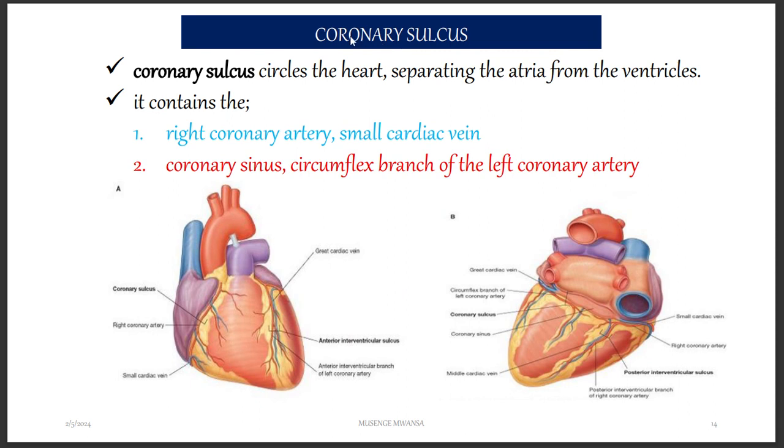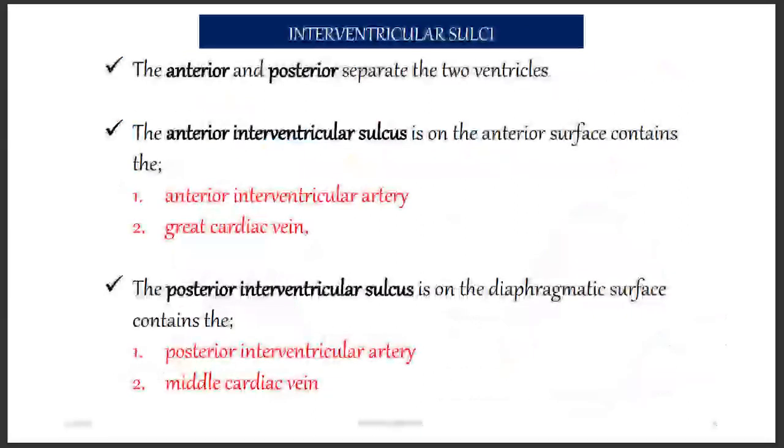We have the coronary sulcus. Remember, a sulcus is just a depression, a groove. So this one is going to separate the atrium from the ventricles. That's the coronary sulcus. And the coronary sulcus is going to contain the right coronary artery, the small cardiac vein, the biggest of them, the coronary sinus, which is this one here, and then the circumflex branch of the left coronary artery. We are going to talk about each one of these.